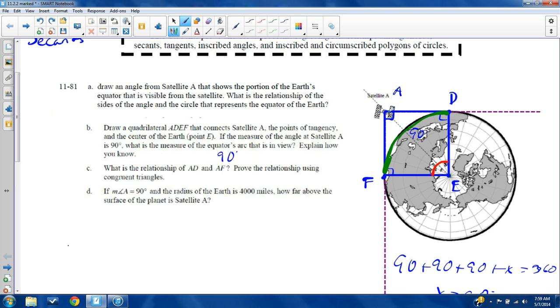Here's a point out in space, literally. This satellite is out in space. It's outside of the circle. We're drawing two tangent lines. Okay, tangent line here, tangent line here. Now those keep going out forever. The fact that we drew a quadrilateral makes it no different.